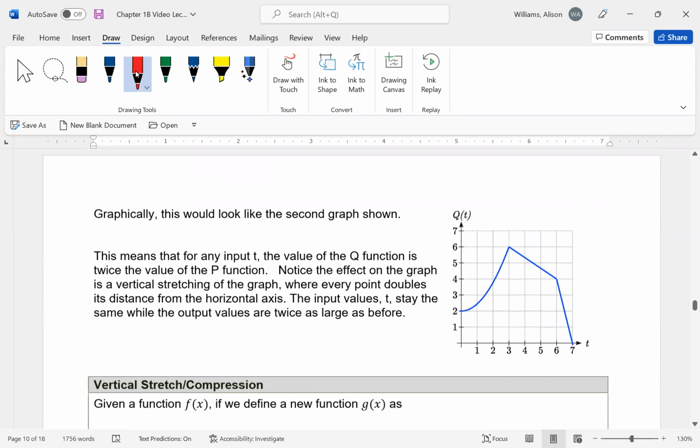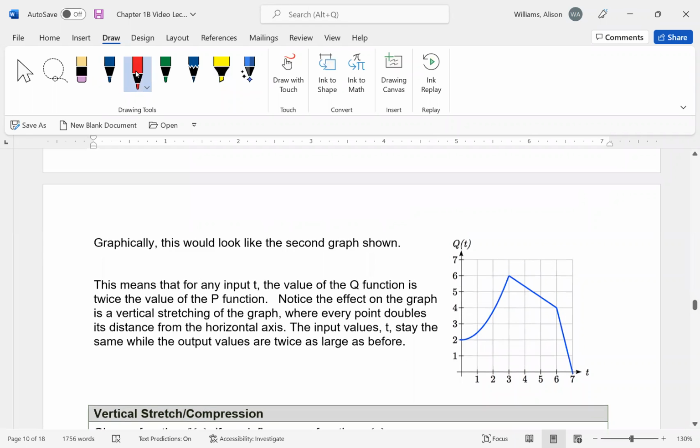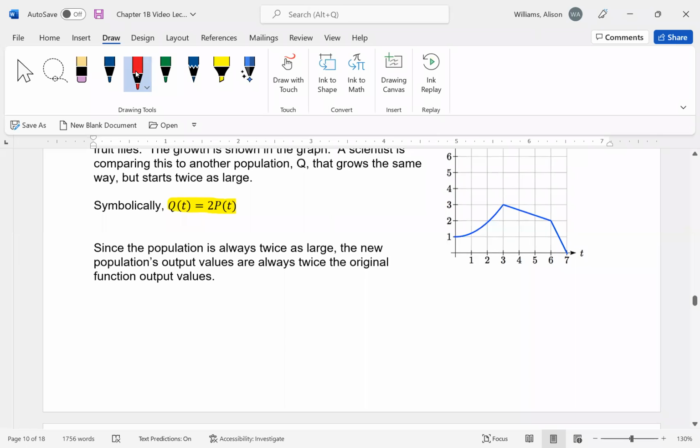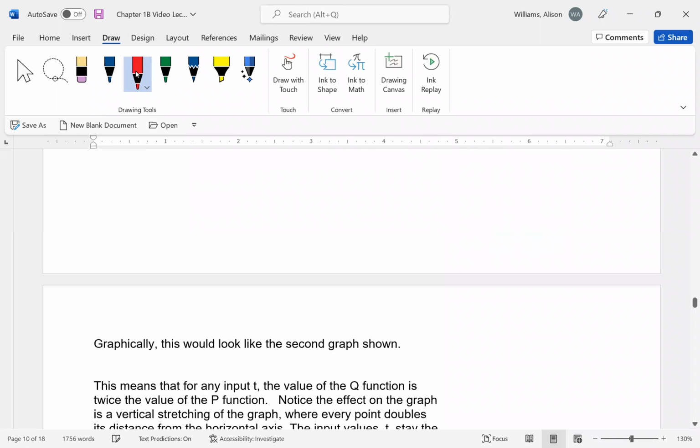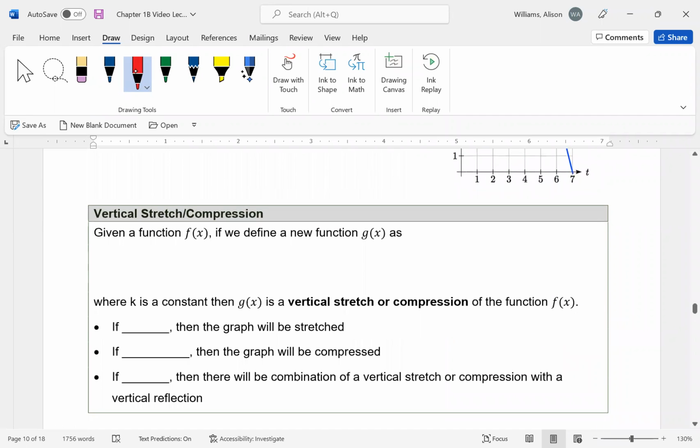As a graph, this is what Q of T is going to look like. Instead of starting at 1, it's starting at 2. And then you could see that the key points that we look at for this first graph: at 3, it has an output of 3, and at 6, it has an output of 2. Here, it's doubled. At 3, it's an output of 6, and at 6, an output of 4. So it's doubling all the outputs. And it has the same visual as the first graph, but it looks like a stretched out version of the first graph. And that's what vertical stretching and compressing does.